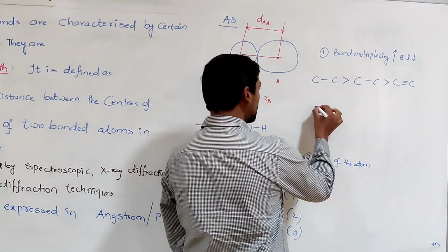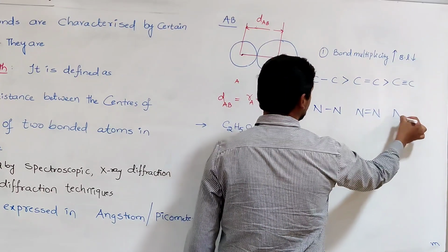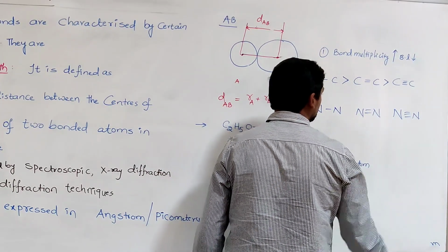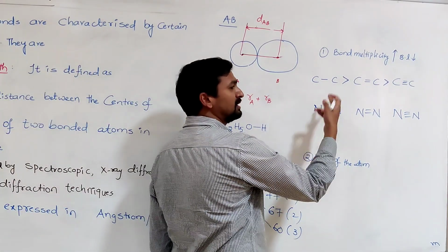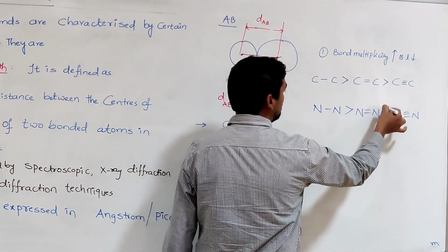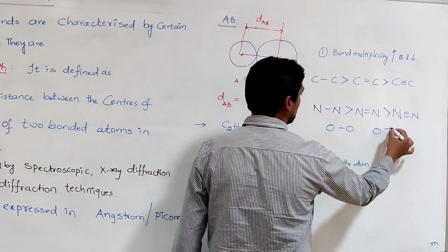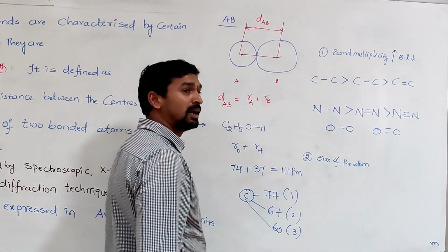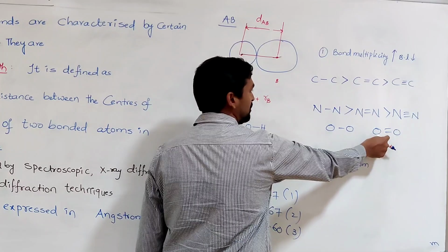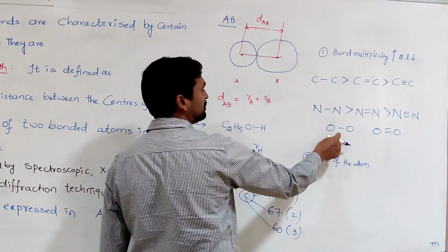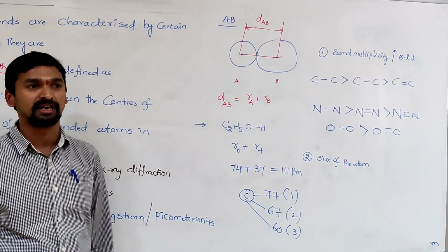For example, the nitrogen-nitrogen single bond is there, nitrogen-nitrogen double bond is there, nitrogen-nitrogen triple bond is there. Among these three, which is said to have the larger bond length? Wherever the single bond is present, that is always greater than the double bond, which is greater than the triple bond. Among oxygen and oxygen, if a single bond is there, or an oxygen double bond is there, the one with the double bond has the smaller bond length than the single bond. That's why the single bond is always greater than the double bond, which is always greater than the triple bond.